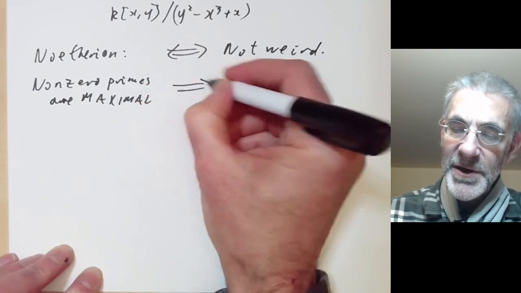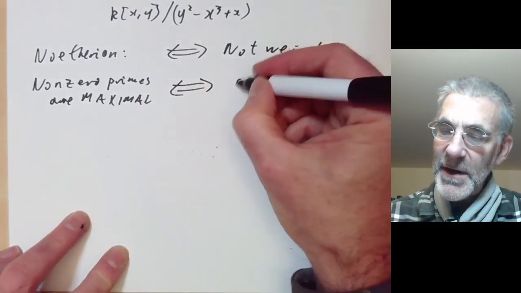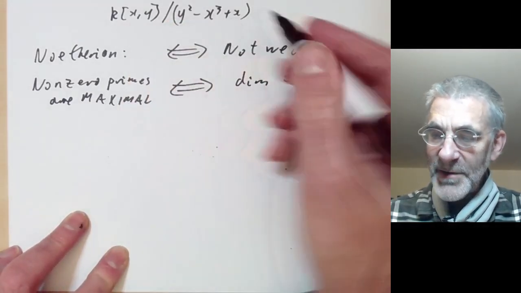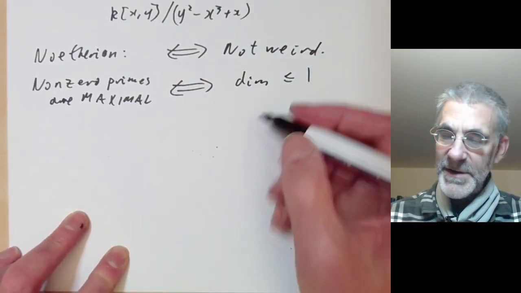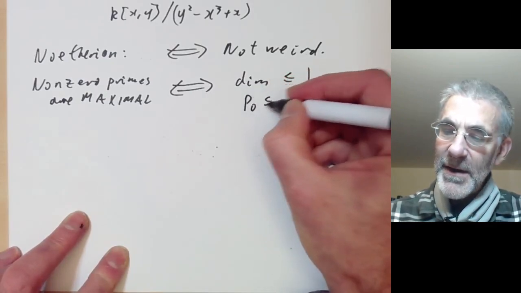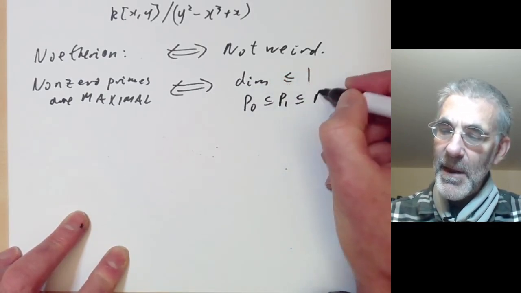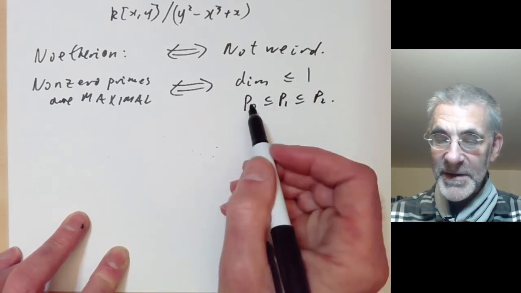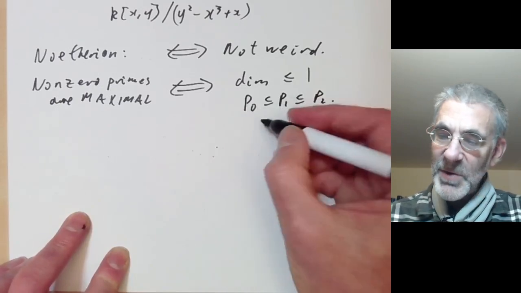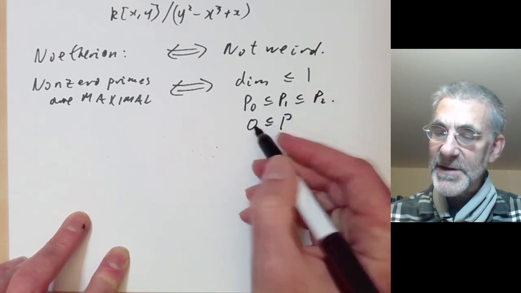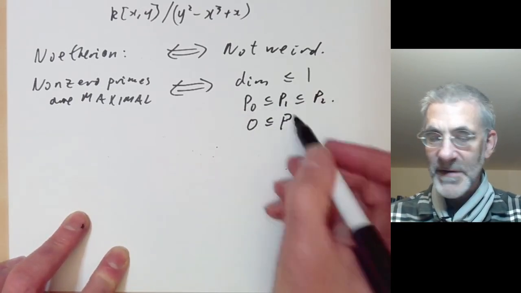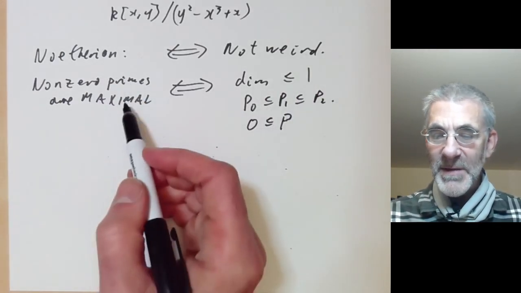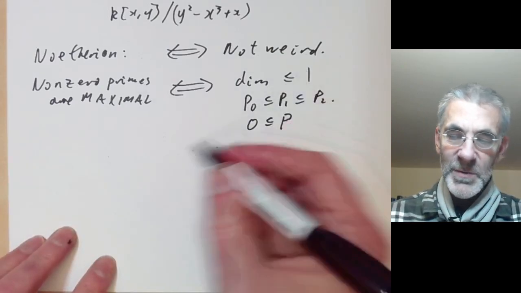Well, geometrically, this corresponds to the dimension of your algebraic set being at most one. So you remember the dimension is the length of the longest possible chain of prime ideals like this. And if every non-zero prime ideal is maximal, the biggest length you can possibly get is zero contained in some maximal ideal. So this is a chain of length one. So non-zero primes are maximal just means dimension at most one.